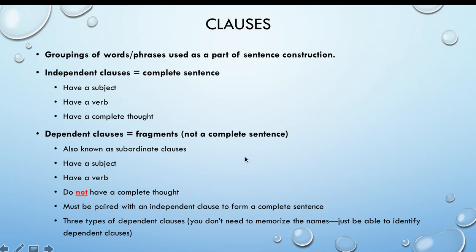They are also sometimes called subordinate clauses. They might have a subject, they might have a verb, but they definitely do not have a complete thought. They must be partnered with an independent clause to form a complete sentence.